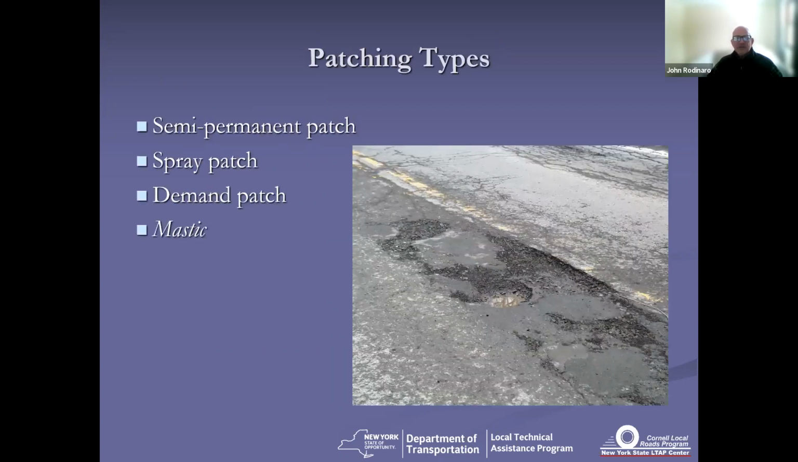So in terms of patching types, you've got a couple options. You've got your semi-permanent patch, which you'll be doing during the construction season when the hot mix plants are open. Got spray patching, which is not widely used, but gaining popularity. You've got demand patching, which is our typical off-season pothole patching. It's probably the main thing we've been doing for the last couple of weeks. And then mastic patching, which is relatively new, starting to gain use across the country, and I think we're going to start to see more use of mastic in New York as well.